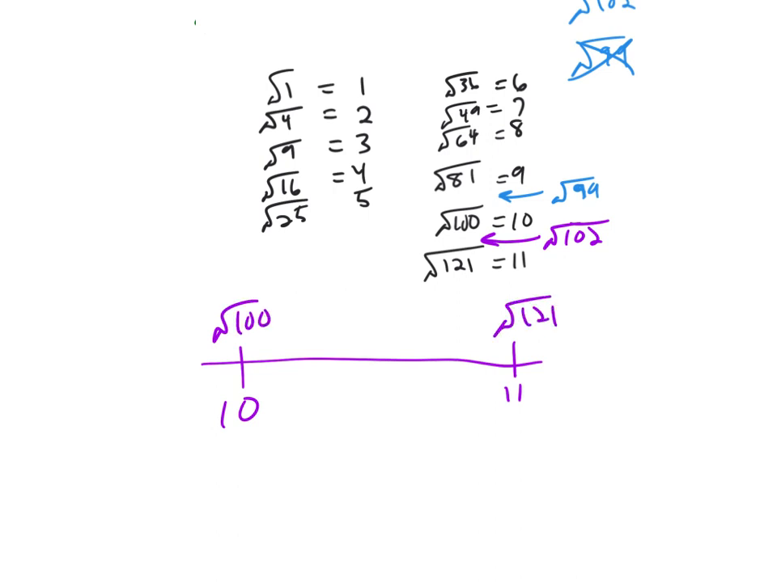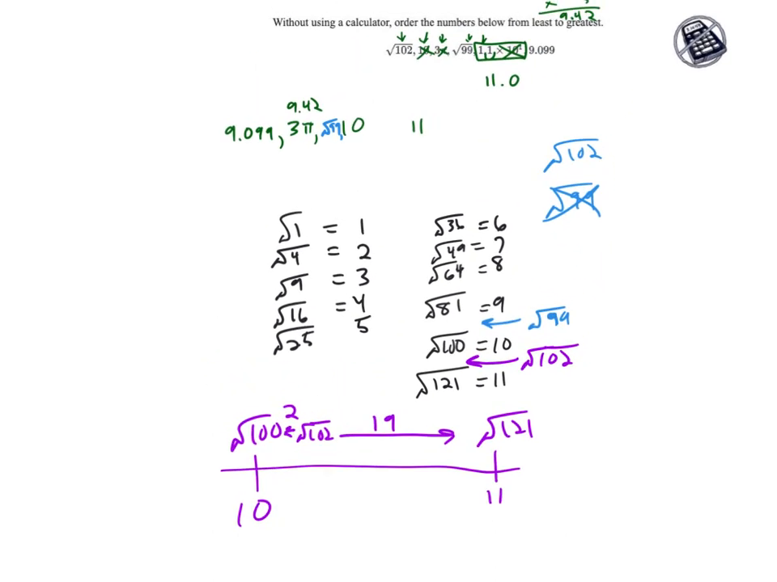So if I think about the distance here, the distance from 102 to 121, that's a distance of 19 numbers, where it's only a distance of 2 numbers going down to 10. So it should be pretty close to 10, just a little bit bigger than it. So I'm going to put the square root of 102 after the 10.